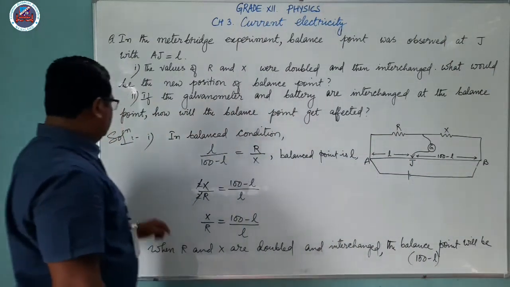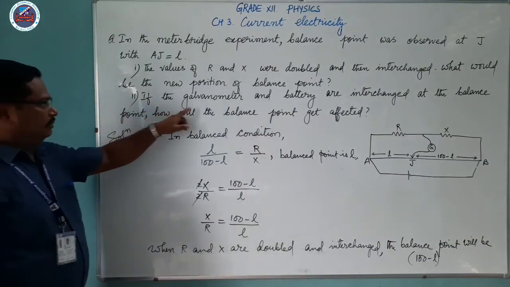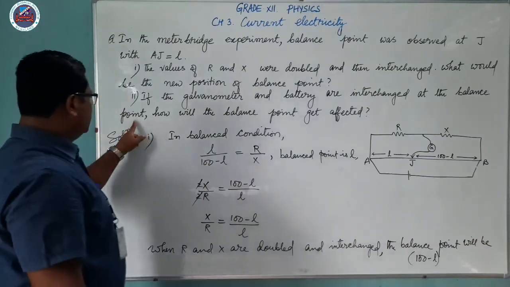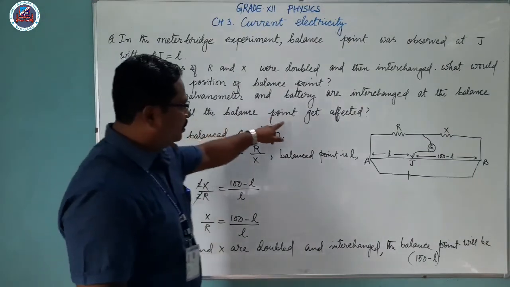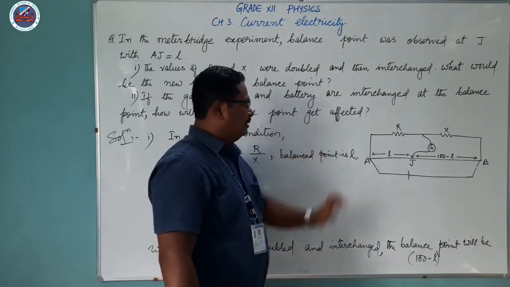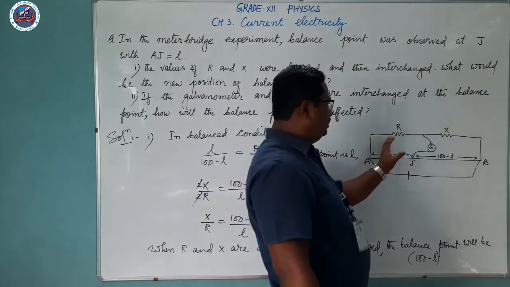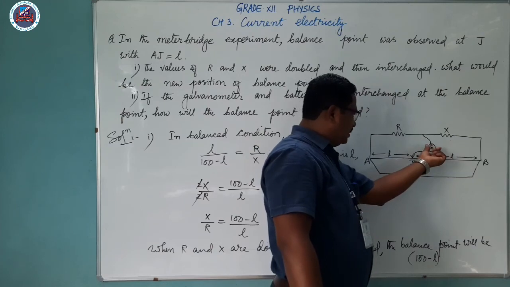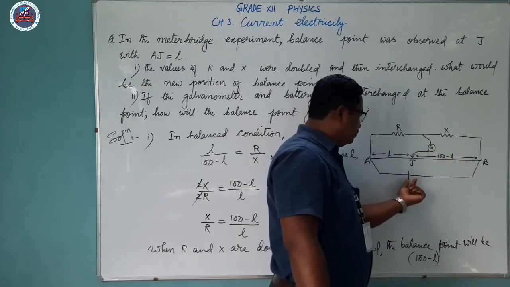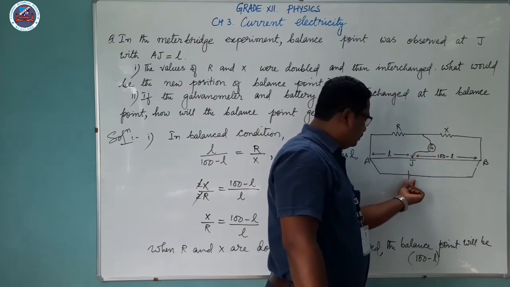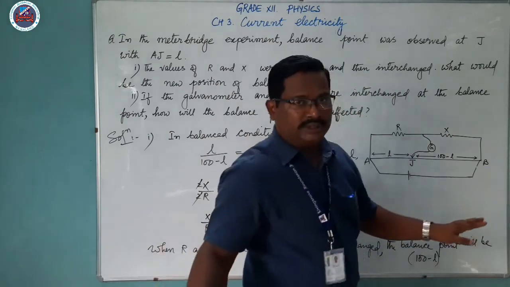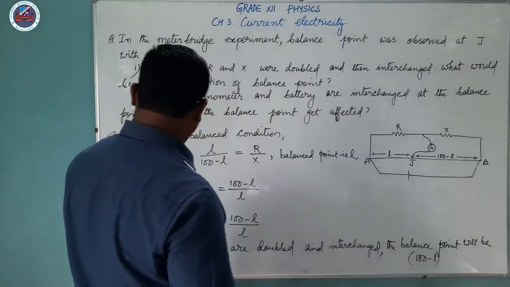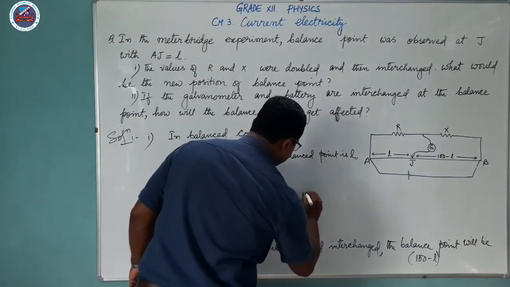Then the second case: if the galvanometer and battery are interchanged at the balance point, how will the balance point get affected? In a meter bridge, when it is already balanced, if you take out the cell and put it in place of the galvanometer, and place the galvanometer in the position of the cell, there will be no change. It will remain unaffected. So you write the answer like this. The second one, I'll write down here.